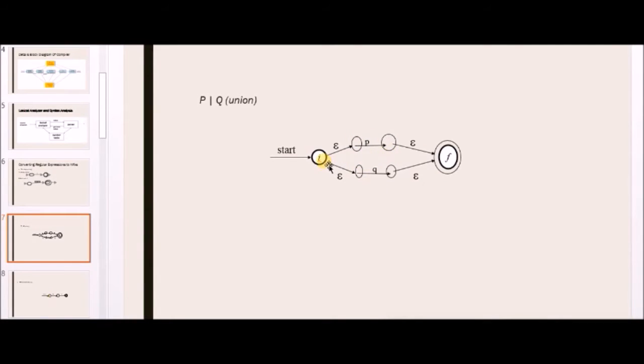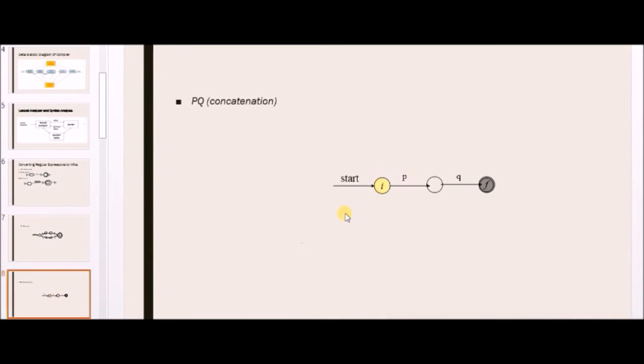Like here, take an epsilon move, and we will be able to go to the next state. Take the Q transition move, and we will be able to go to the next state. After taking an epsilon move, we will be able to go to the final state, which is F.